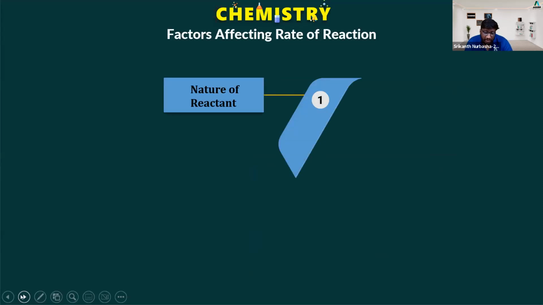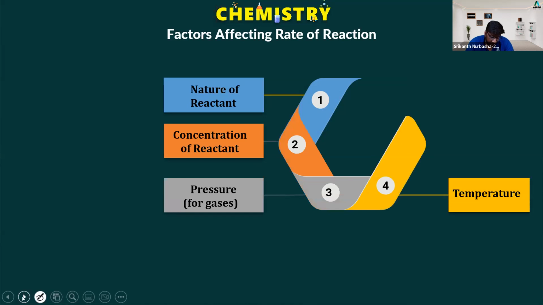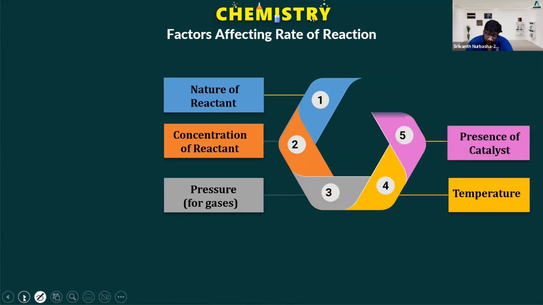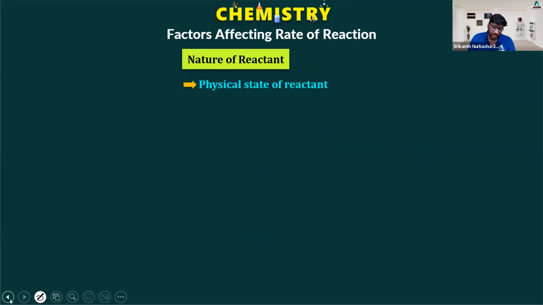Next, factors affecting rate of reaction. We'll have nature of reactant, concentration of reactant, pressure of reactant. Pressure will be majorly only considered for gases. Temperature, presence of catalyst, exposure to radiation. So these are the different factors which you will be considering to explain the rate of reaction. Nature of reactant to consider.